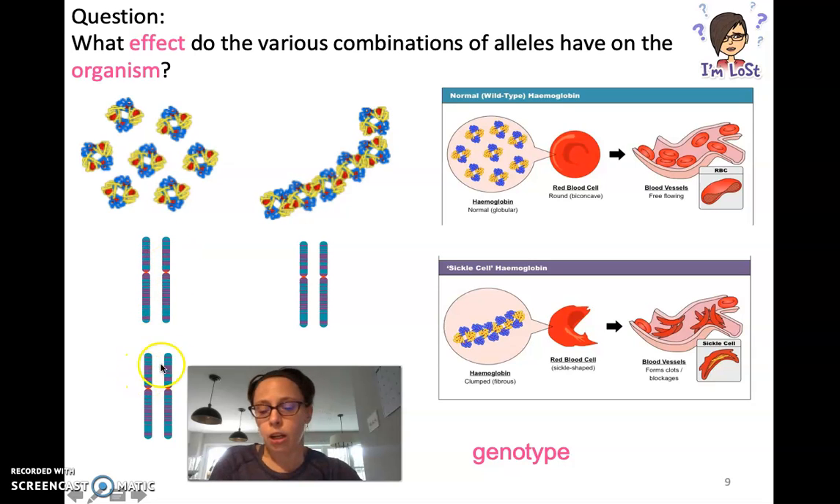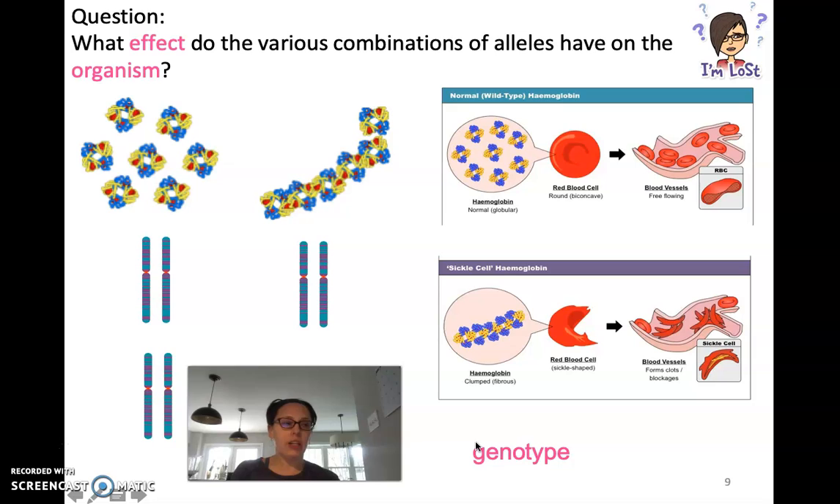Okay, if you have this combination, you got one big A from one parent and one big A from the other parent. If you have this combination of alleles down here, big A and little a, one parent gave you a big A and one parent gave you a little a, but you don't know who, at least in this case so far. Okay, so that combination of alleles is what we call genotype.